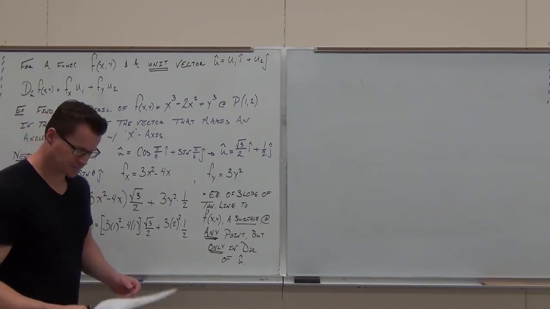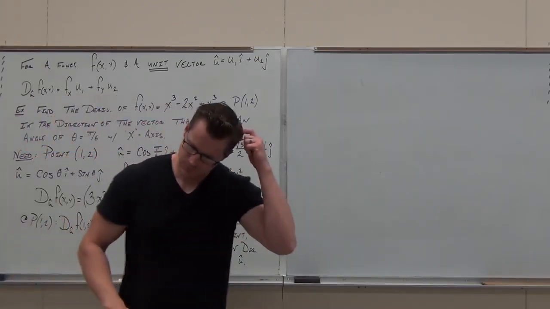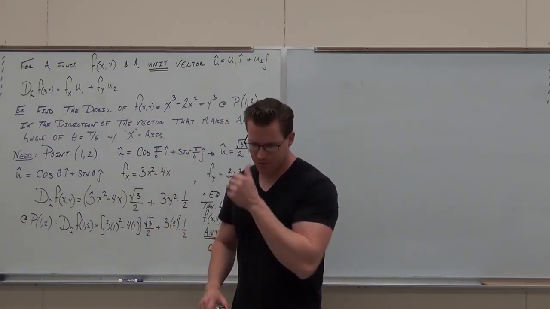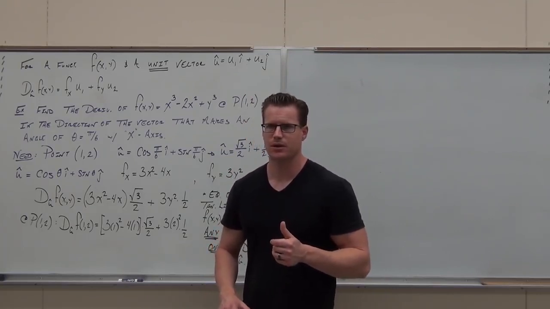Yeah, that's where we're at. It doesn't have to be pretty. This thing's not pretty. I think I simplified this and got 6 minus root 3 over 2. Did you get the same thing I got?